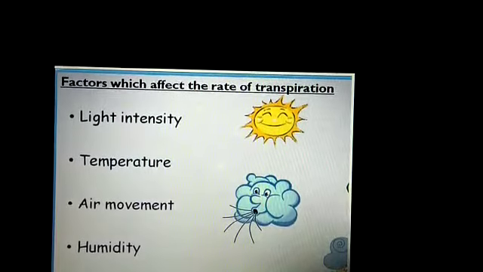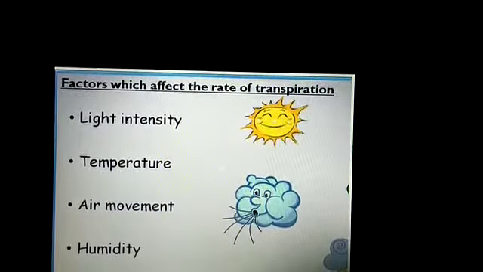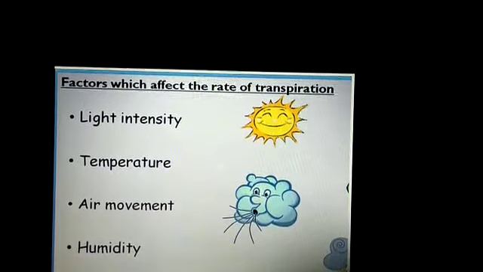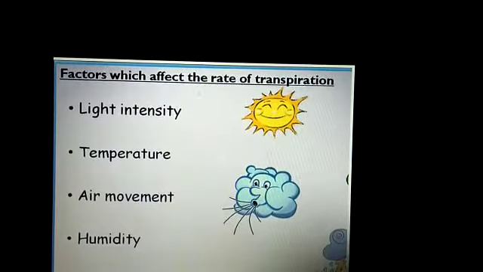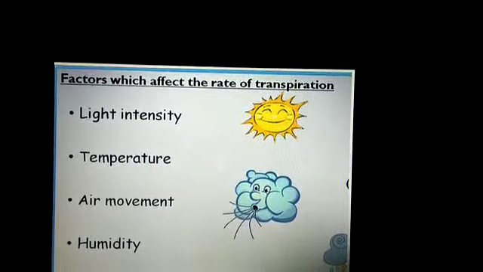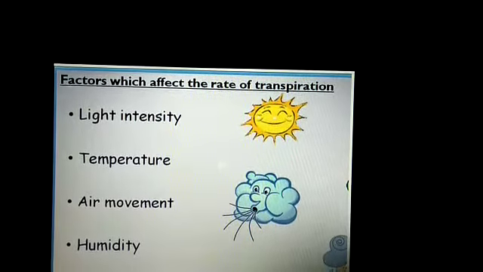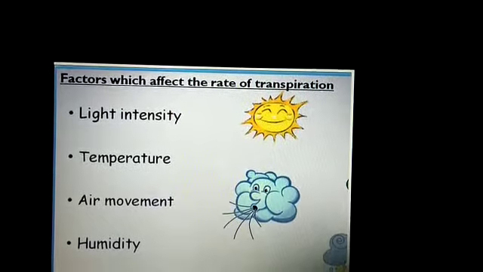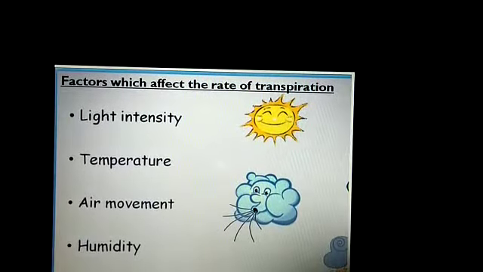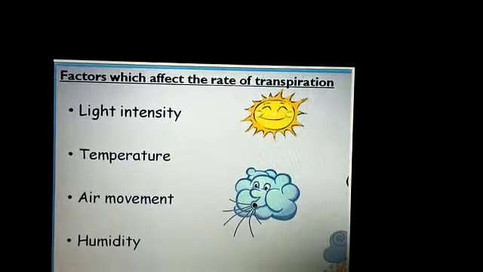Last one, humidity. Transpiration is reduced if the air is humid. Humidity means the presence of water molecules in the air. So transpiration is reduced when air is humid. Air cannot hold water molecules when it is already laden with moisture. So the more the humidity in air, the lesser will be the transpiration.